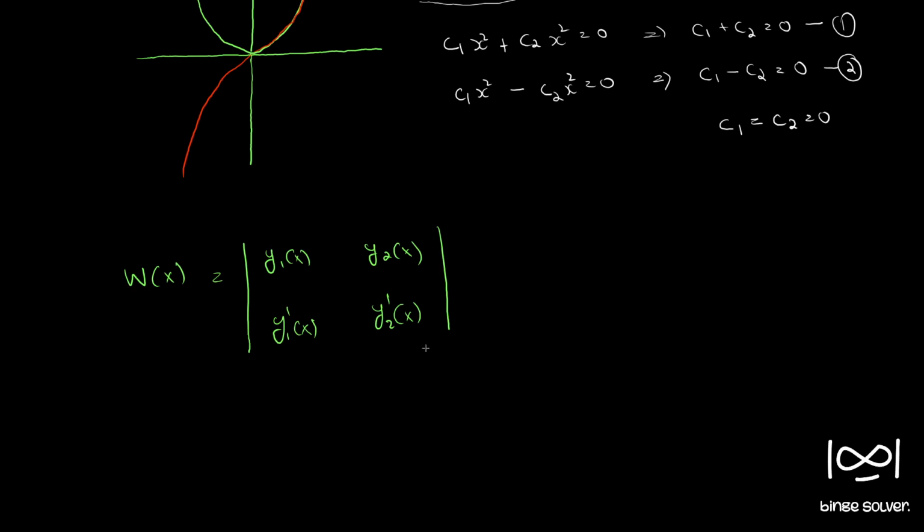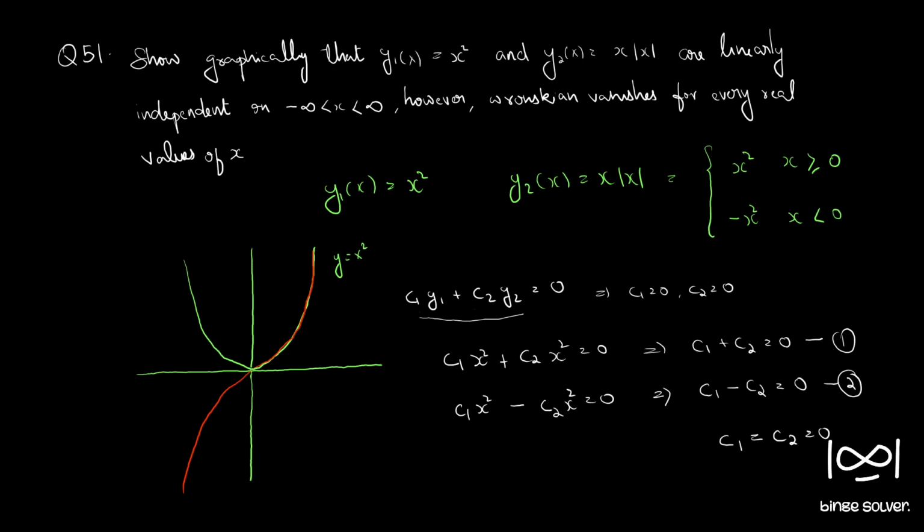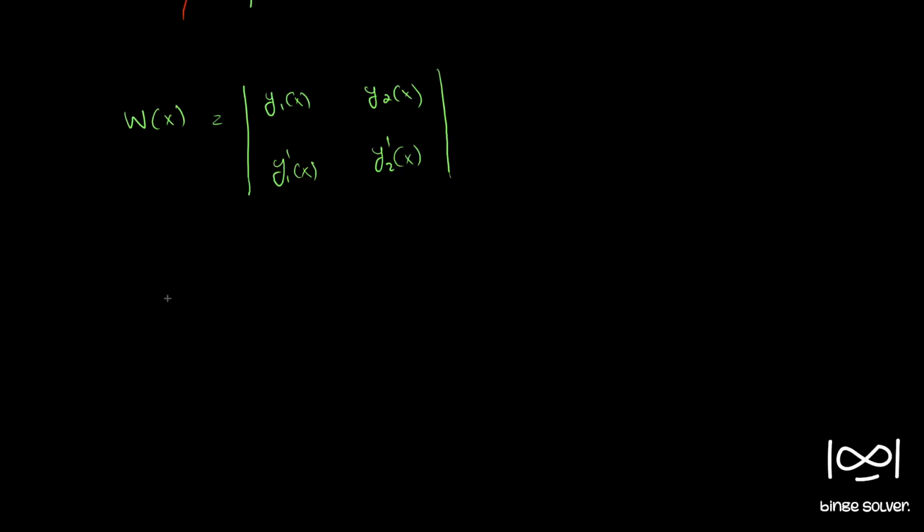So this is an example that shows that this is not a foolproof method to show both functions are linearly independent. Since we have the function x mod x, which has two different functional values for different regions, we have to find the derivative also. So y2 of x is equal to x mod x, that is equal to x square for x greater than or equal to 0 and minus x square for x less than 0.